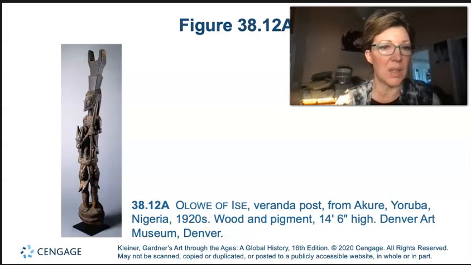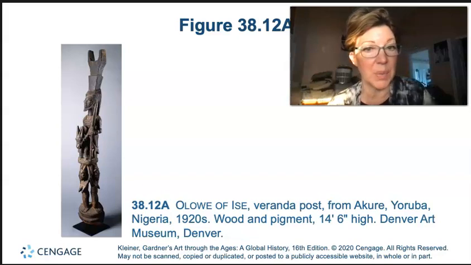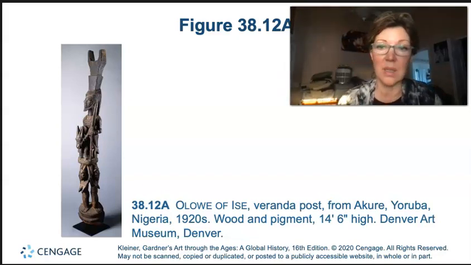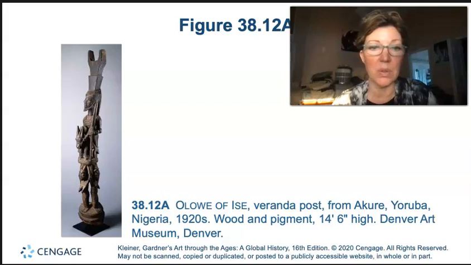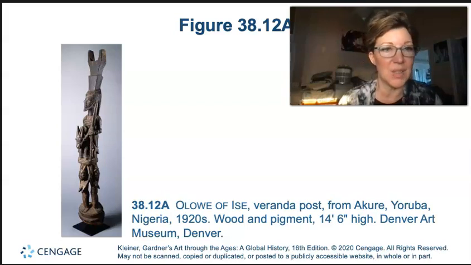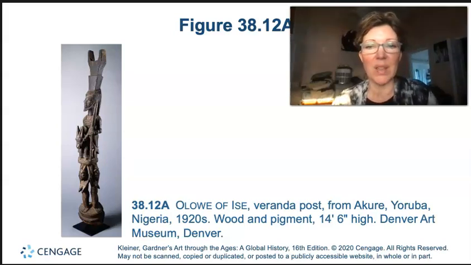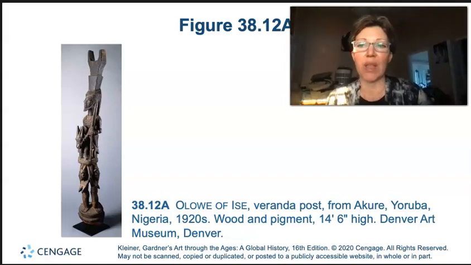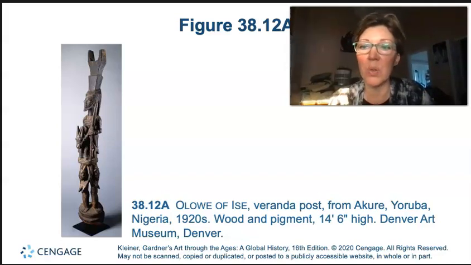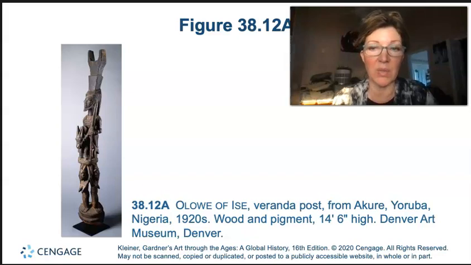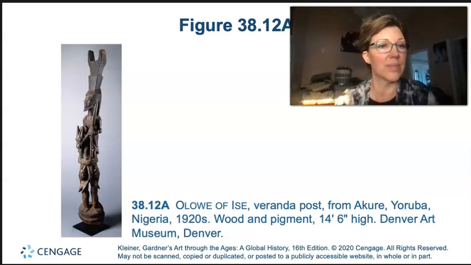This is also made by Olowe of Ise. It's a veranda post from Akure, the Akure peoples, Yoruba, Nigeria, 1920s. So one of the things that's remarkable about Olowe of Ise is that he is one of the few African artists whose name and career have been recorded. This veranda post would have been displayed outside the home in the exterior courtyard.